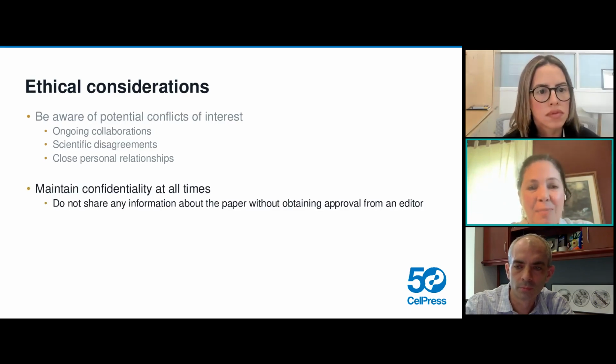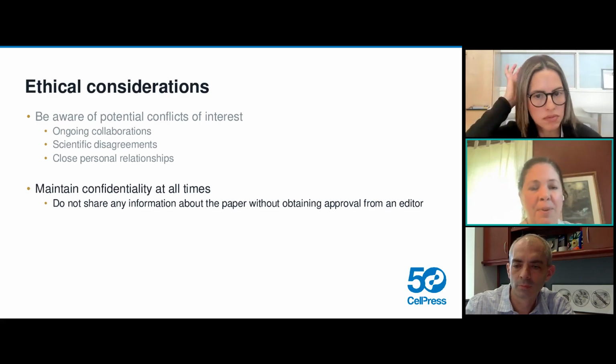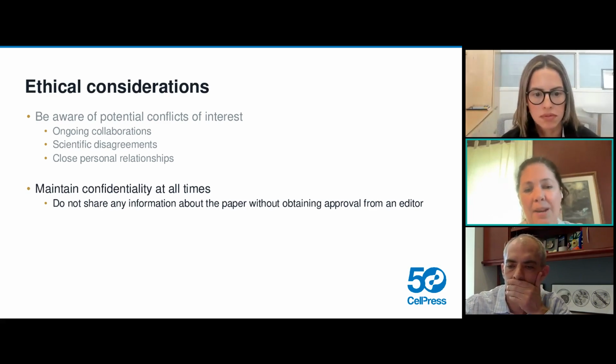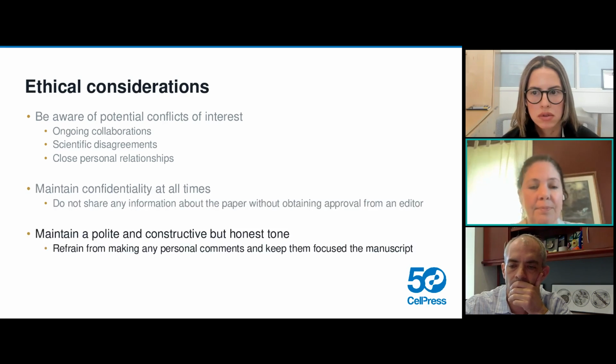So it's also very important to maintain confidentiality at all times. So do not share any information about the paper without obtaining approval from an editor. Given potential conflicts of interest, they can be everywhere, and you wouldn't want to undermine an author's work accidentally by revealing any information about it.